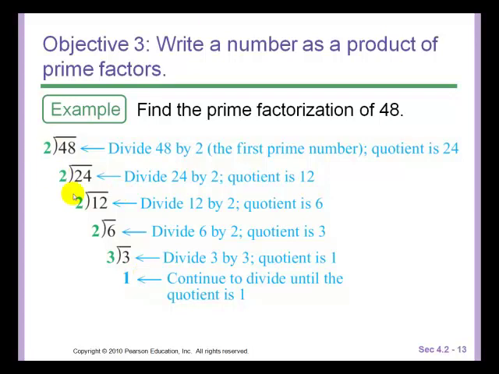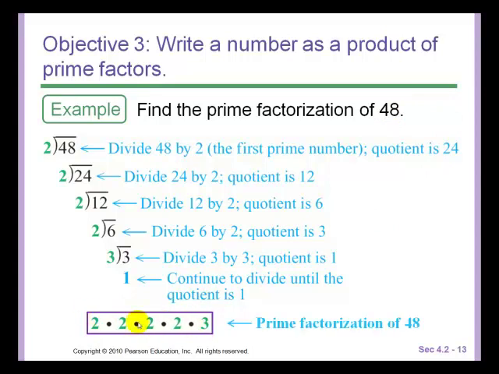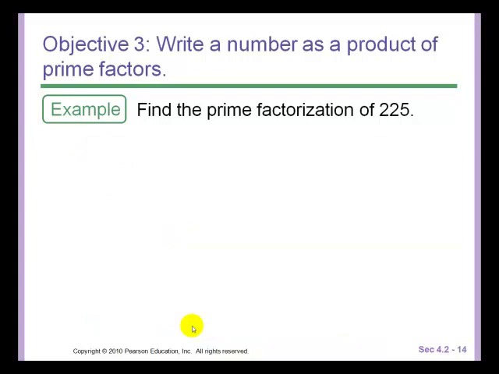So, at this point, we've divided by primes until we got to 1. Our prime factorization are all these numbers in green. 2 times 2 times 2 times 2 times 3. If you multiplied these all together, you'd get back to 48. Note 2 times 2 is 4, 4 times 2 is 8, 8 times 2 is 16, and 16 times 3 is 48. This is your answer. Notice there are multiplication symbols in between them. This is the prime factorization of 48.